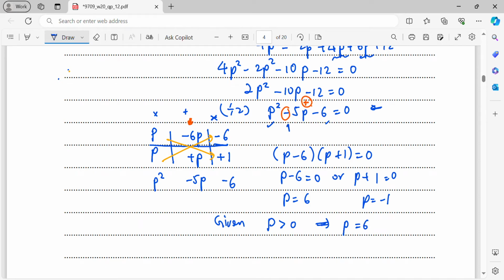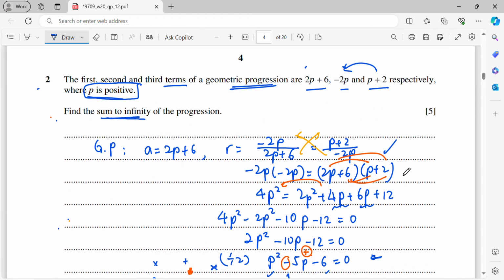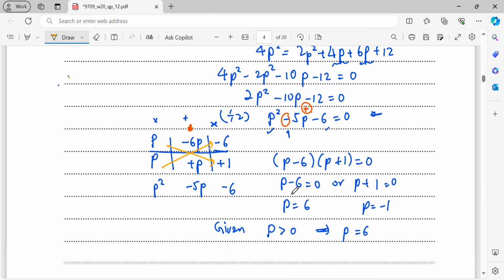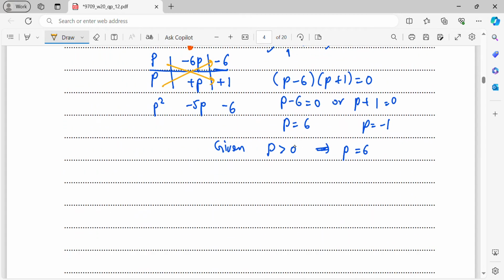Okay, right? So found the p, and then from here to get sum to infinity, just for your information, when geometric progression, right, first term is a, common ratio is r, sum to infinity is a over 1 minus r. Alright, so now I need to find out what is my a and what is my r. Okay, so I rewrite my a is 2p plus 6 now. So when p equals to 6, then my a is 2p plus 6. That means this is 2 times 6 plus 6, which is 18.